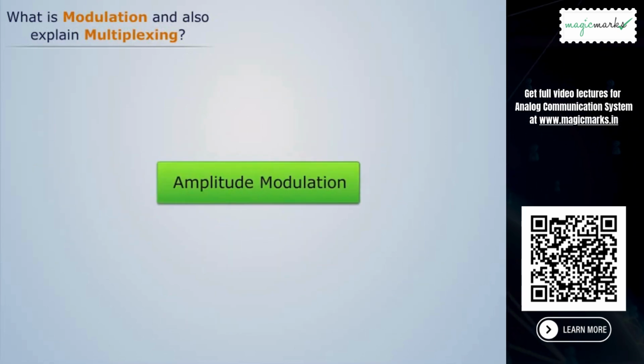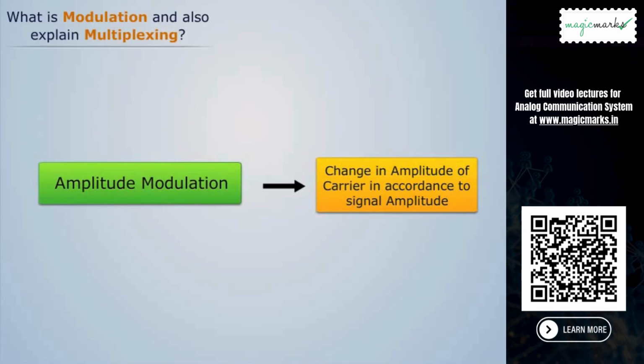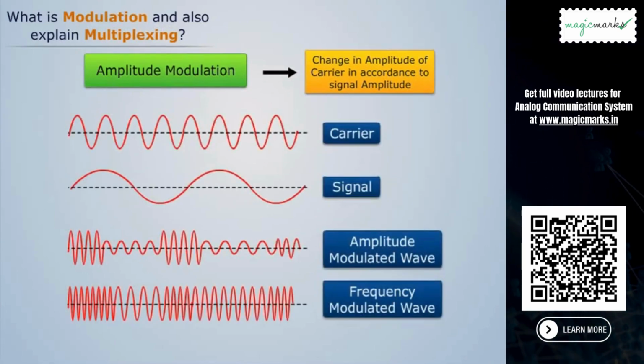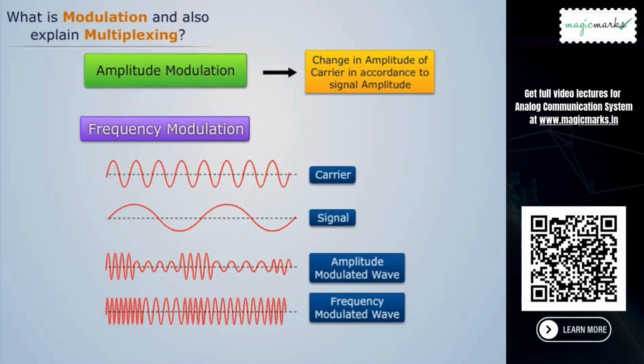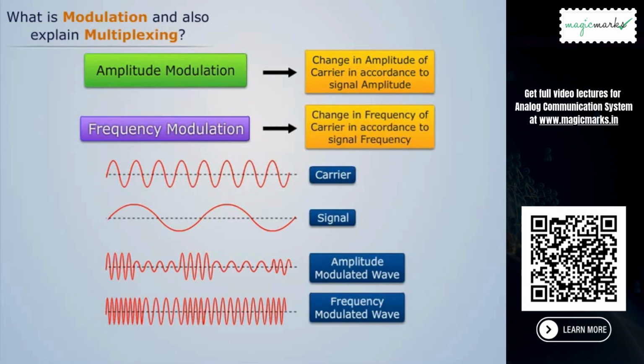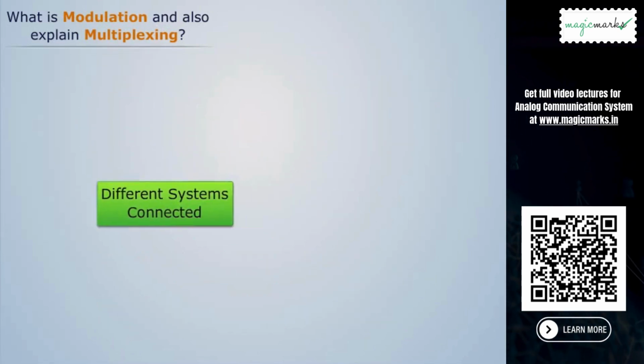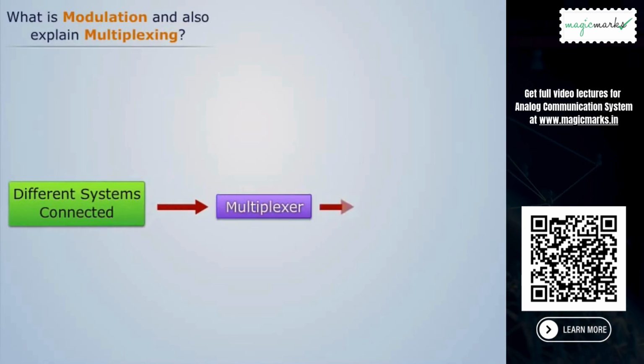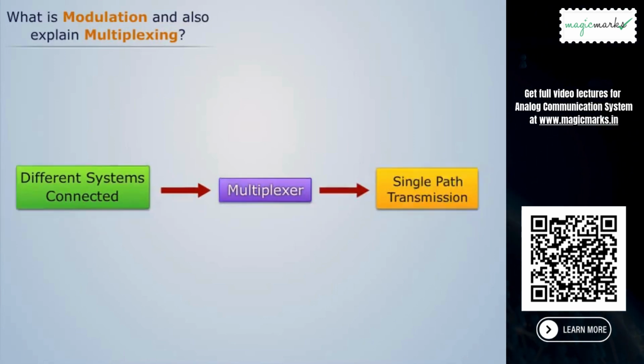Amplitude modulation is defined as a system in which the maximum amplitude of the carrier is proportional to the instantaneous value of the amplitude of the modulating signal. Frequency modulation is defined as a system in which the instantaneous frequency is varied linearly with the message signal about an unmodulated carrier frequency. Systems are connected to the multiplexer for transmitting the data through a single path.